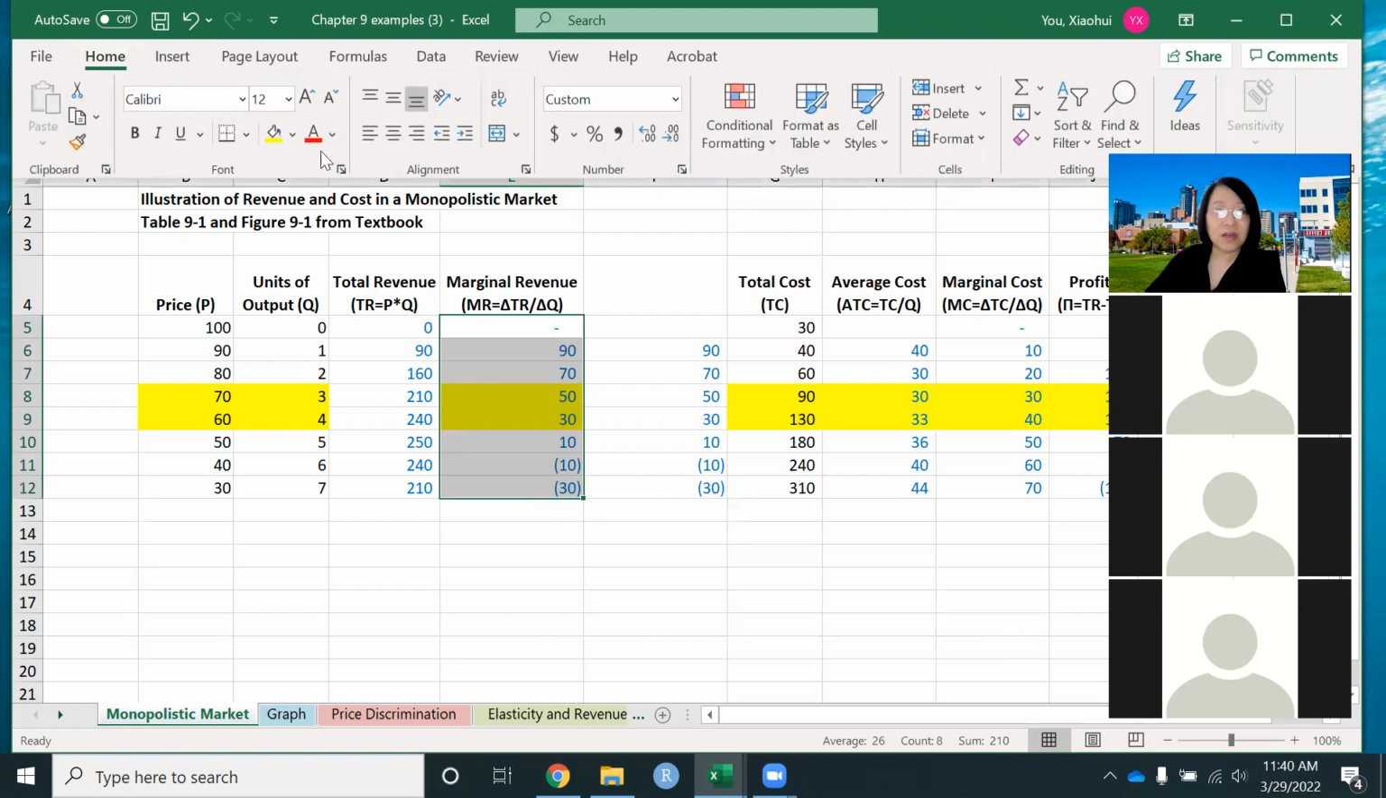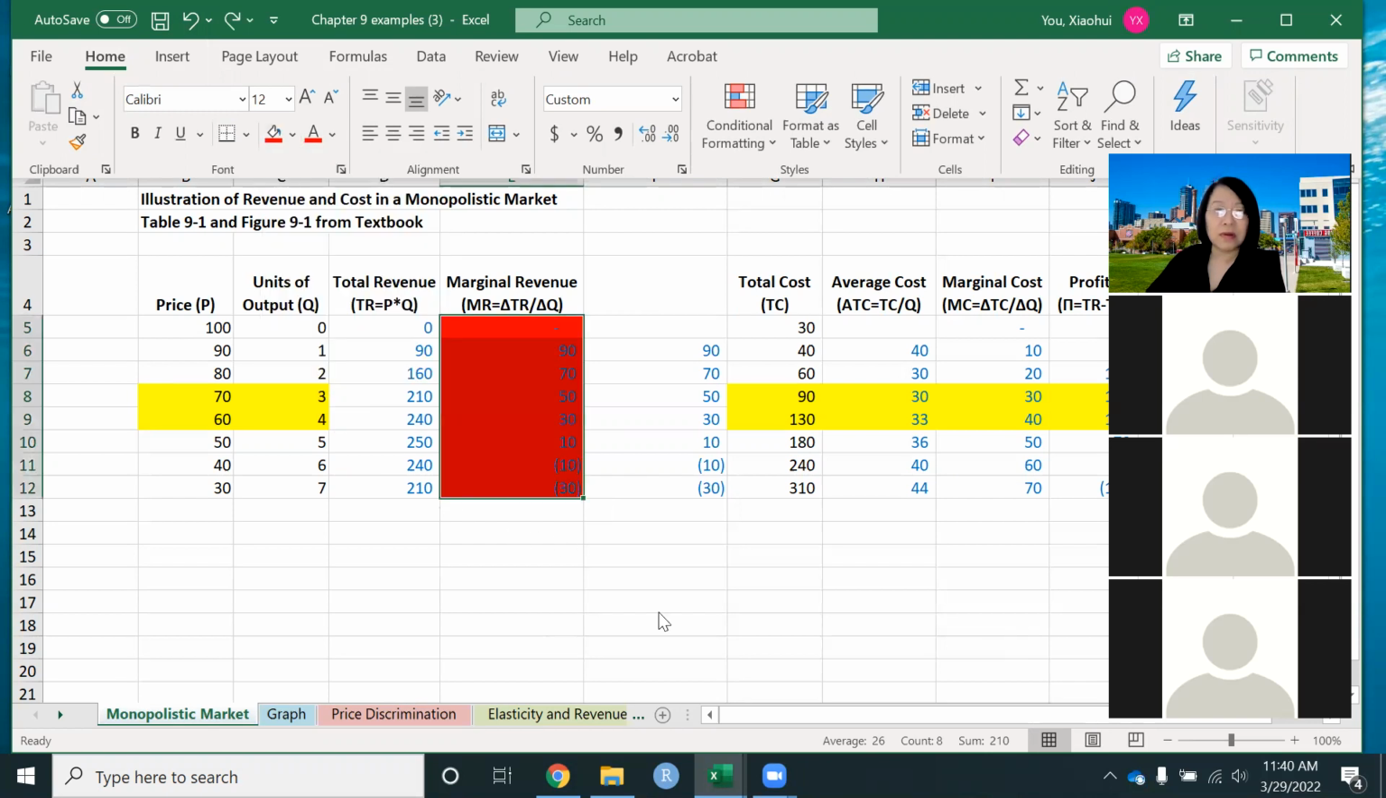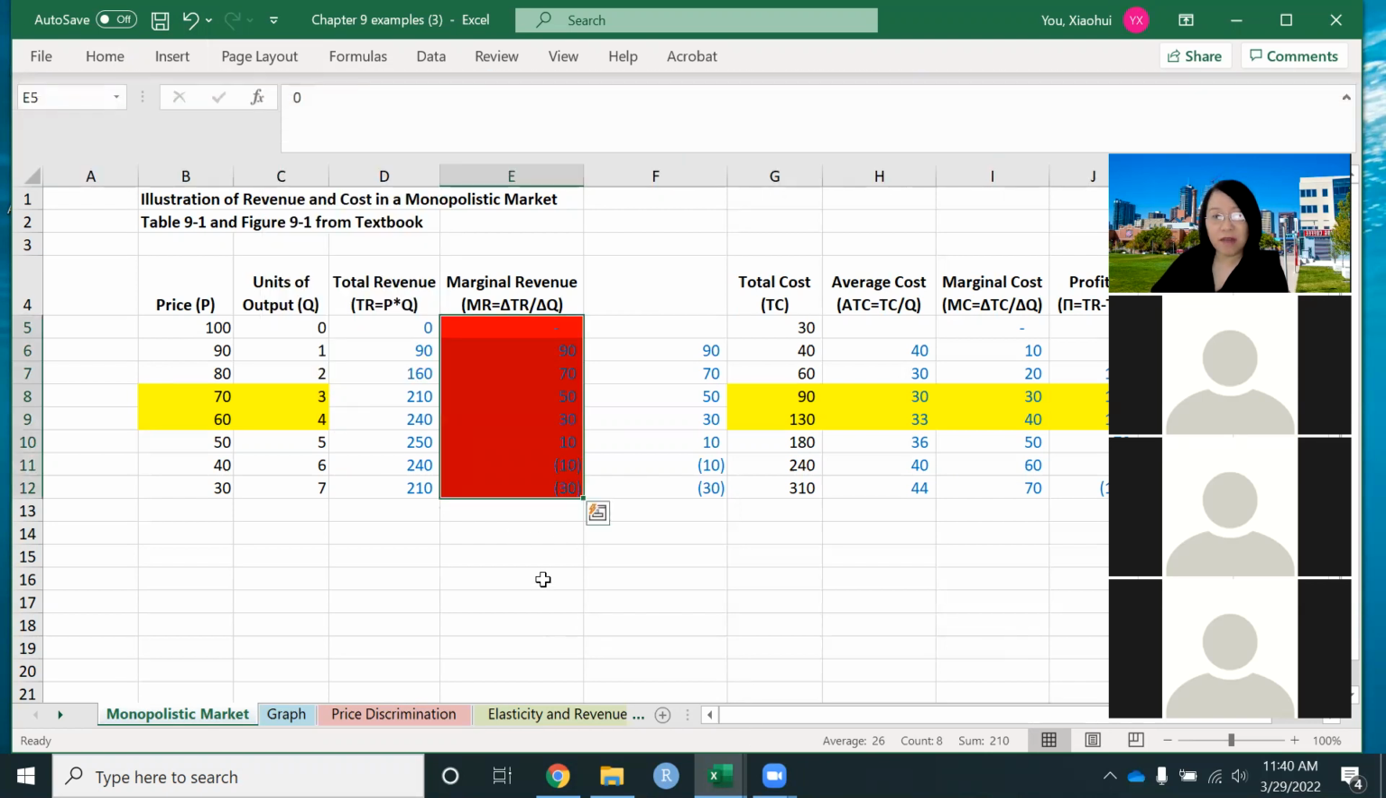So this calculation is wrong. If you do the calculation like this, I will completely take off the points. No, this is the correct one. You need to do the calculation like this.